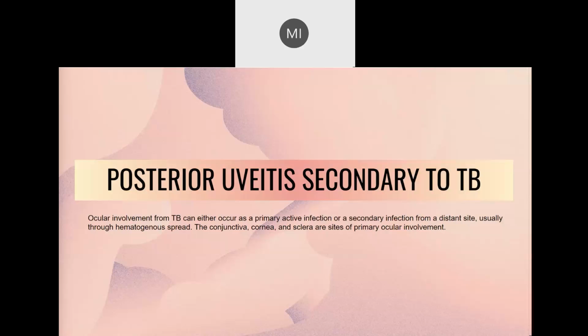So we continue to the next topic, which is posterior uveitis secondary to tuberculosis. Basically, TB is a chronic granulomatous infection usually caused by Mycobacterium tuberculosis. It is primarily a pulmonary disease that may spread by the bloodstream to other sites, and one of them is ocular involvement. It can either occur as a primary active infection, usually at the conjunctiva, cornea, and sclera, or a secondary infection from a distant site.